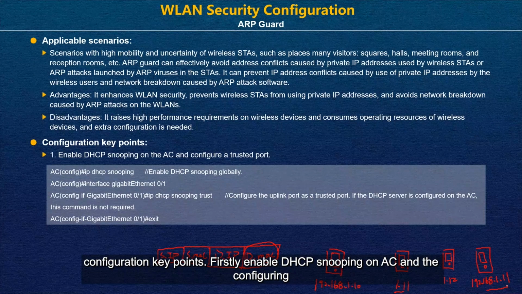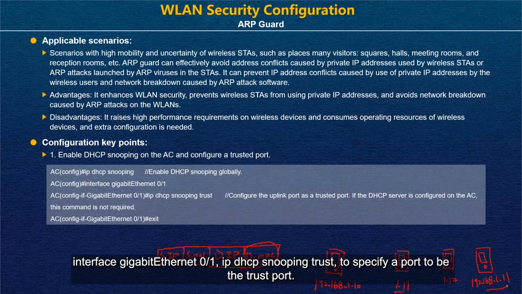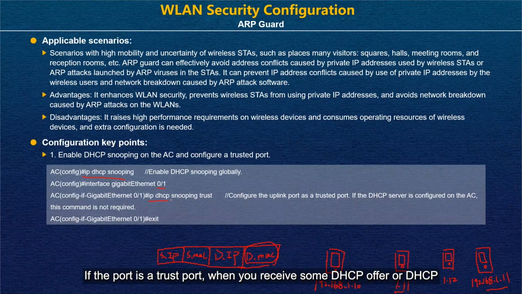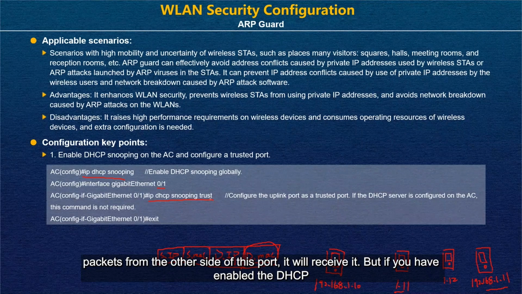First, enable DHCP snooping on the AC and configure trusted ports. ip dhcp snooping. By using this command, we can enable DHCP snooping globally. And then interface GigabitEthernet 0/0/1, ip dhcp snooping trust, to specify a port to be the trusted port. If the port is a trusted port, when it receives DHCP offer or other DHCP packets from the other side of this port, it will accept them.